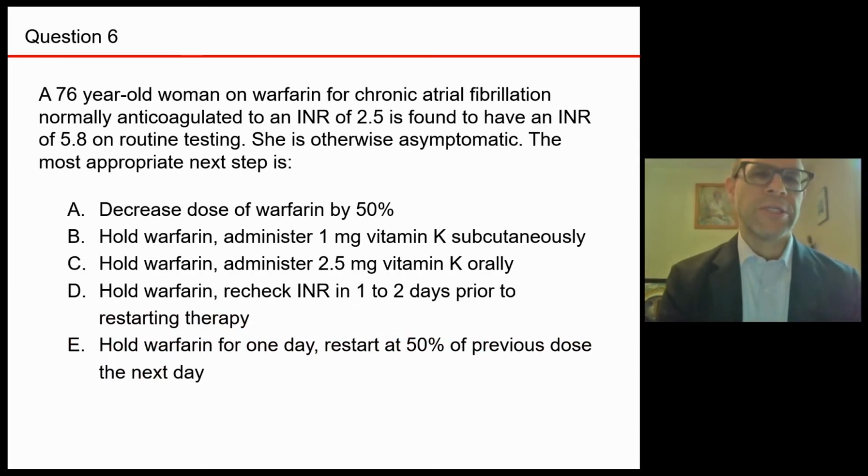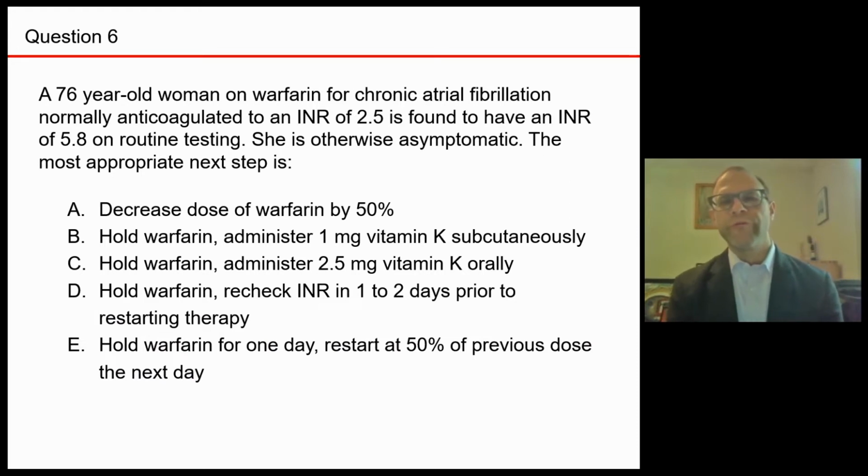The next question is a 76-year-old woman on warfarin for atrial fibrillation, normally anticoagulated to an INR of 2.5, but was found to have an INR of 5.8 with routine testing. She's not bleeding. She's asymptomatic. What is the next step?